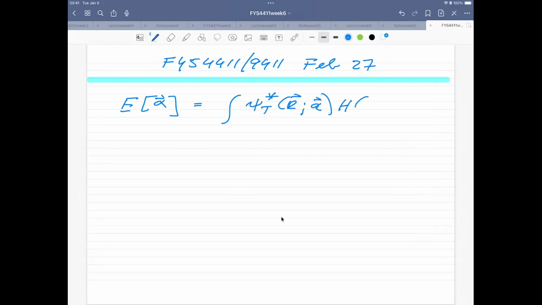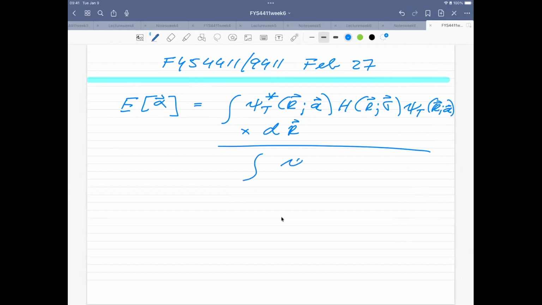And then we have a Hamiltonian, which depends on the positions of particles. It can also depend on additional quantum numbers like spin, etc. In our case, we have a spinless Hamiltonian. So I'm just going to set up here the calculations, and this is multiplied with a volume integral and divided by the norm.